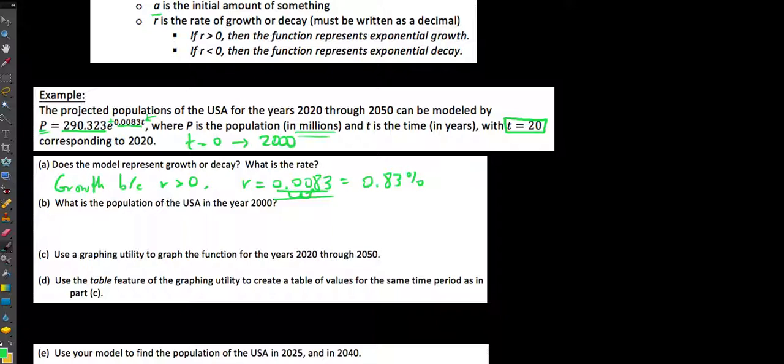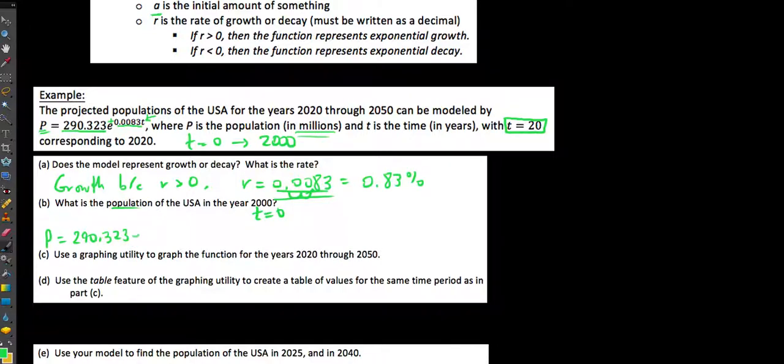What I want to do is determine what's the population of the USA in the year 2000. So you might go, well, didn't we already talk about this? But I do want to consider this again. What year would be 2000? Well, that'd be year 0. So anytime I'm given a model, I'm going to say, well, if you're asking me for population, you're giving me a time, I'm going to plug in that time value and solve for population.